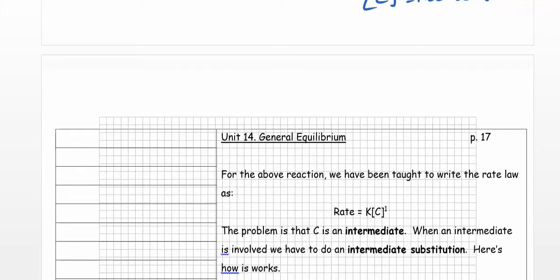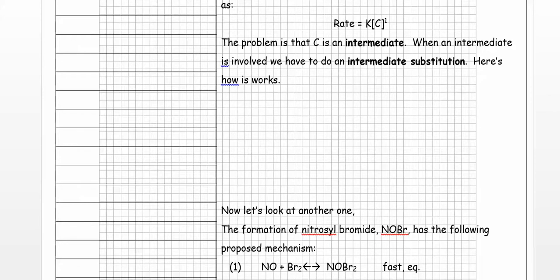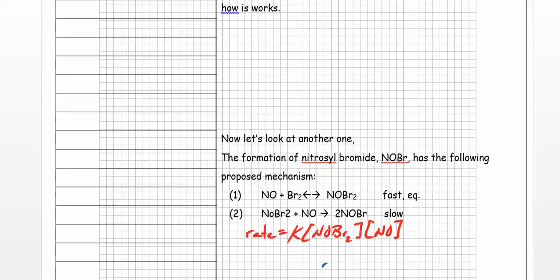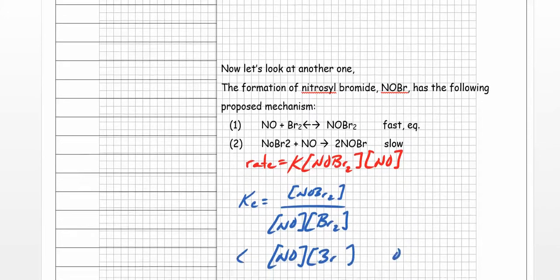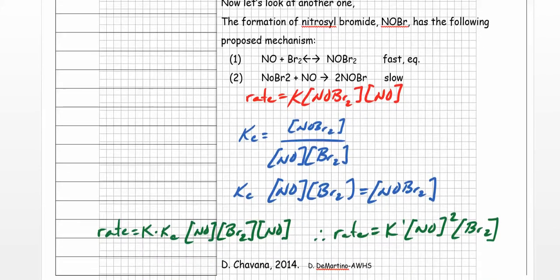Let's take a look at this one right here. Here's what it says. The formation of nitrosyl bromide, NOBr, has the following proposed mechanism. All right, so here it is. It's a two-step mechanism this time. Fast step is the equilibrium step, followed by a slow step number 2. So we have in the fast step, NO plus Br2 in equilibrium with NOBr2. In the second step, we have NOBr2 plus NO yielding NOBr.